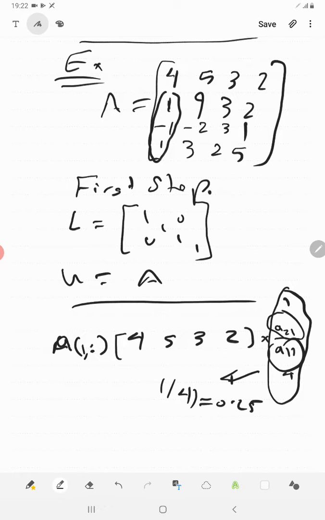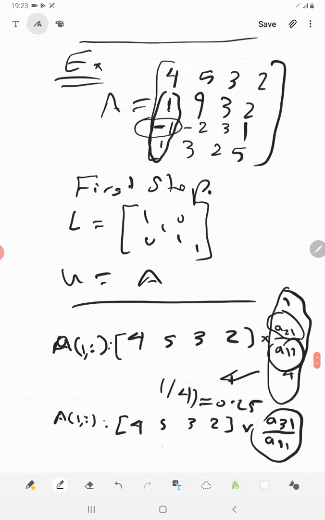Now, when we come to the second part here, we have -1 here. So we multiply A11, again 4, 5, 3, 2, times A31 divided by A11. And A31 is -1. So -1 divided by 4 will be -0.25. And if we look at this -0.25, it's in here.